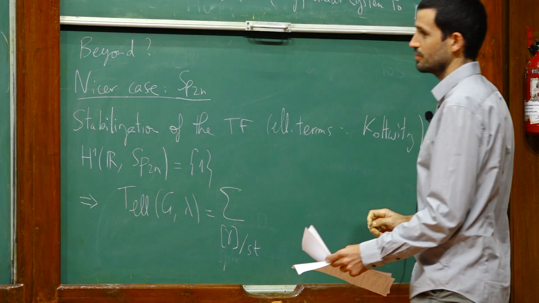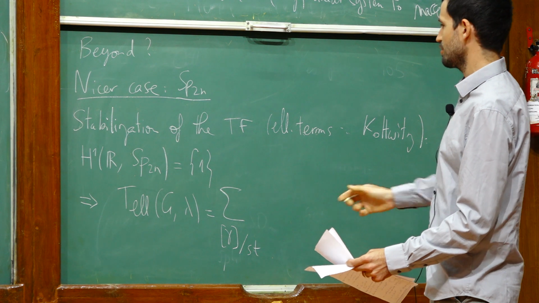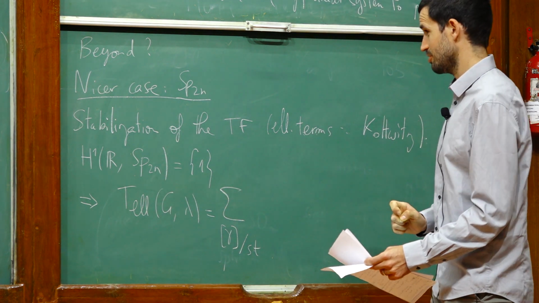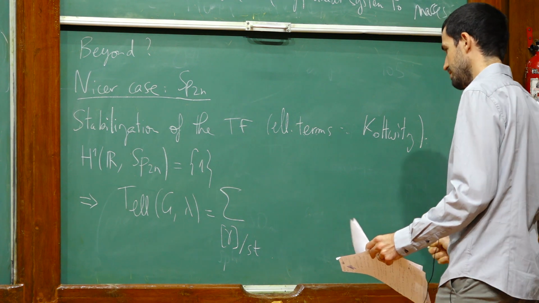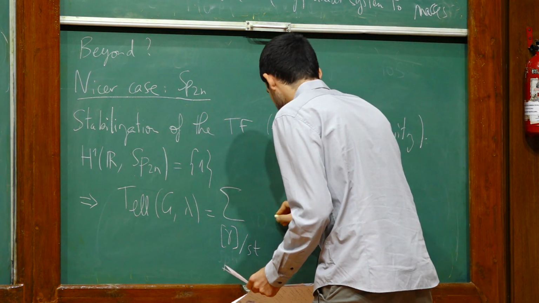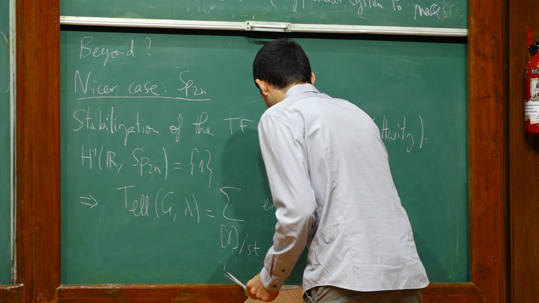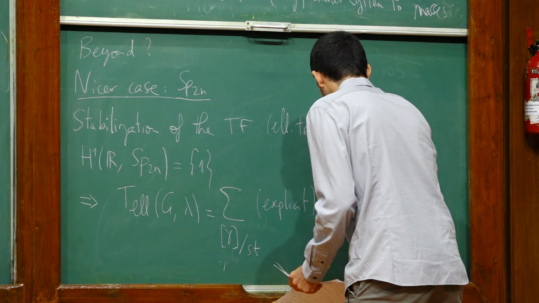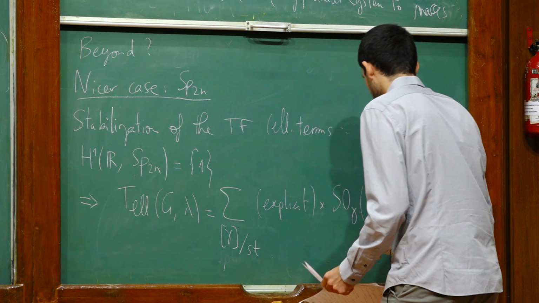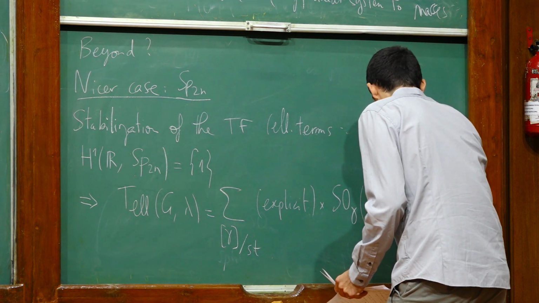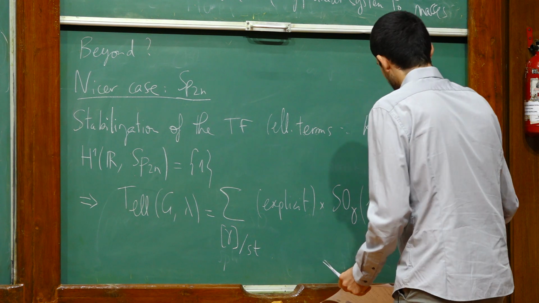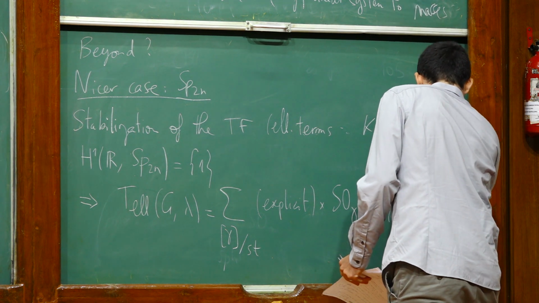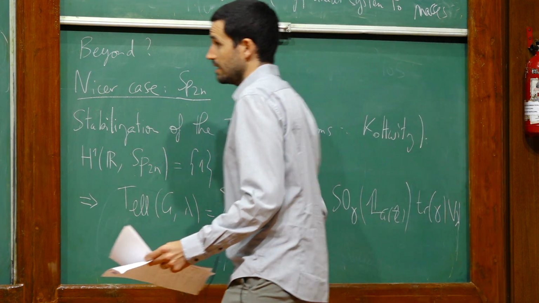It's a sum. So here we group gammas up to stable conjugacy, which, because SP2n is simply connected, is the same as conjugacy classes over Q bar. And we have, again, something explicit times, so this time we have a stable orbital integral. And same as before.